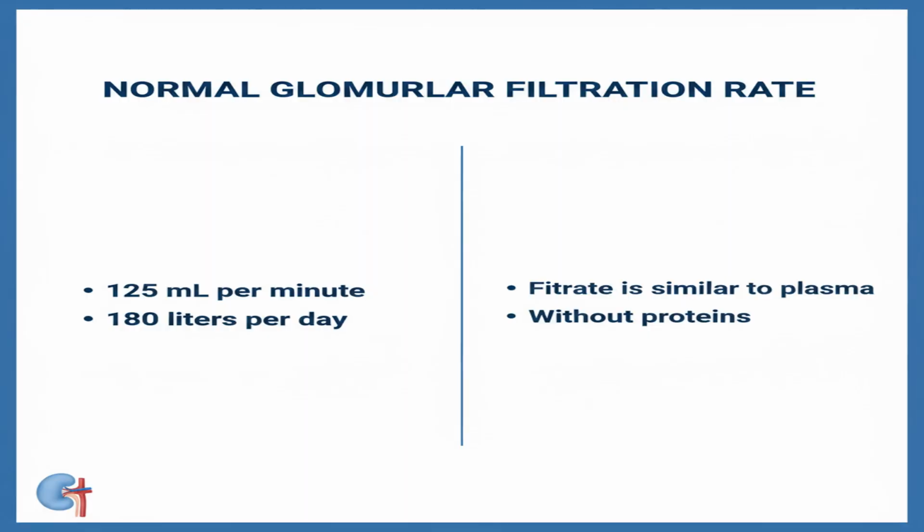Now the healthy human's GFR, or glomerular filtration rate, is about 125 ml per minute, which equals approximately 180 liters per day. This filtrate is similar to plasma but without proteins. Remember, without proteins.